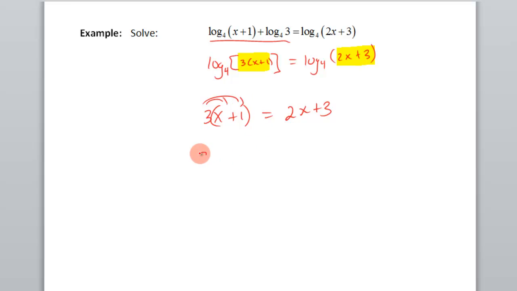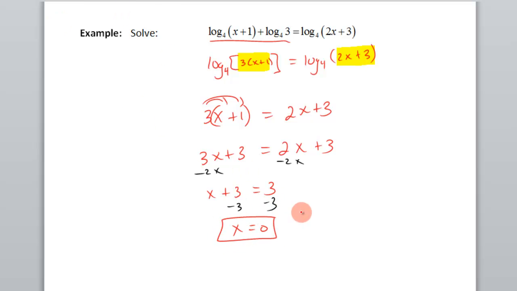Distribute the 3. 3x plus 3 equals 2x plus 3. Subtract 2x on both sides. That'll be x plus 3 equals 3. Subtract 3 on both sides. And my answer, x is equal to 0.